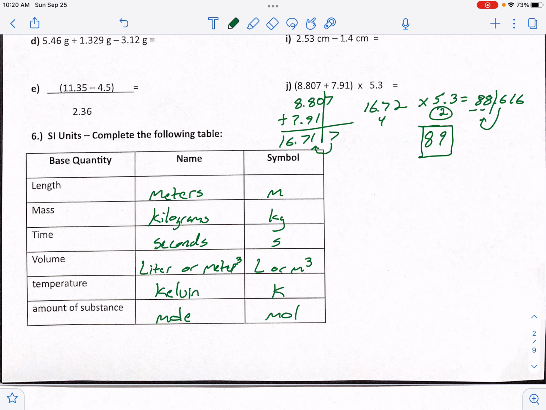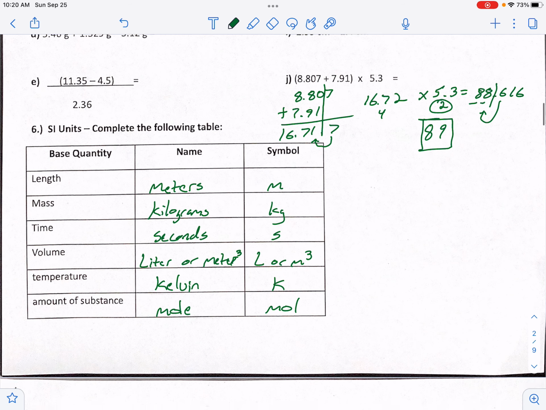So questions like this could be like, which of the following is the SI unit for blank? Or which one of these is not a correct SI unit? So that's what we can expect from a table like this.